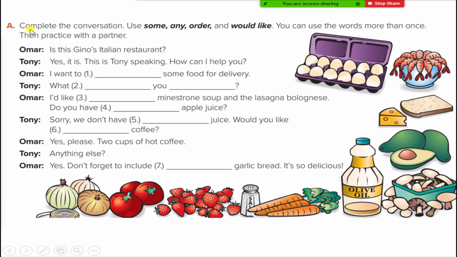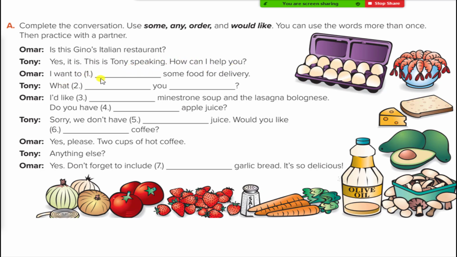Exercise A. Complete the conversation. Use some, any, order, and would like. You can use the words more than once. Then practice with a partner. Who can make this? Yusuf and Iyad. Yusuf, you are Omar, and Iyad is Tony. Start, Yusuf. Is this Johnny's Italian restaurant? Yes, it is. This is Tony speaking. How can I help you?